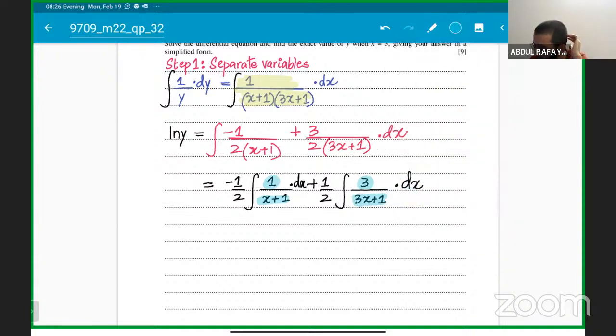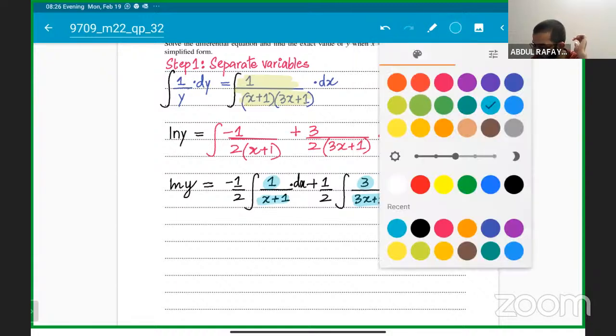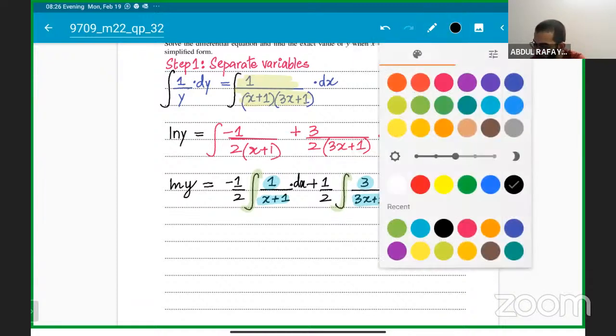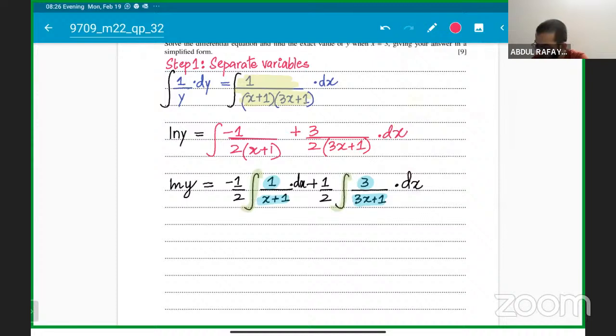Still, I'm not removing the integral sign, because I haven't done the integration yet. Please follow the steps quickly. I'll give a couple of seconds. Getting it clear? Guys, following? Understood?